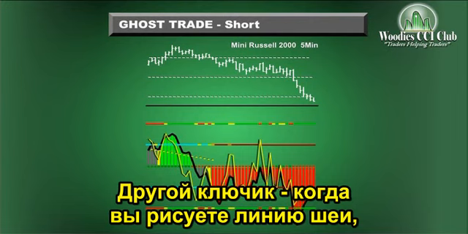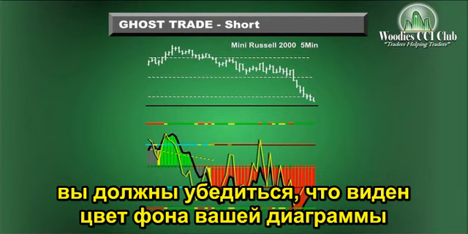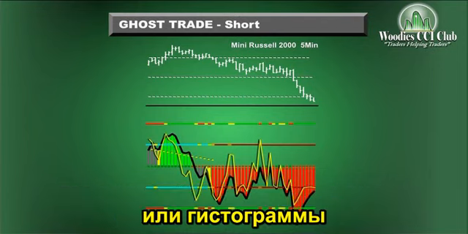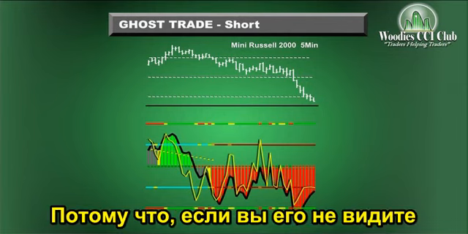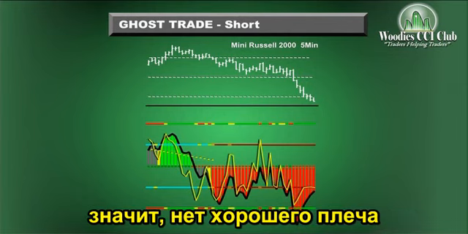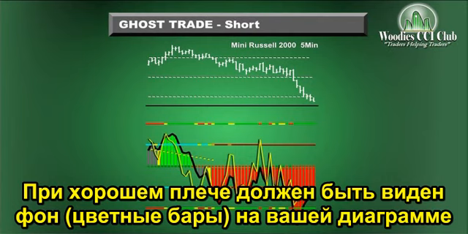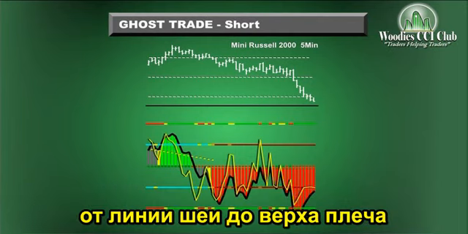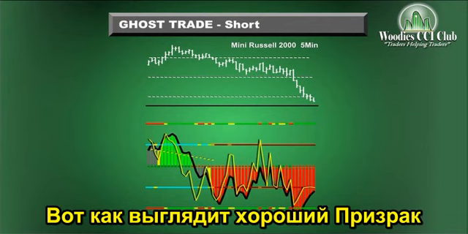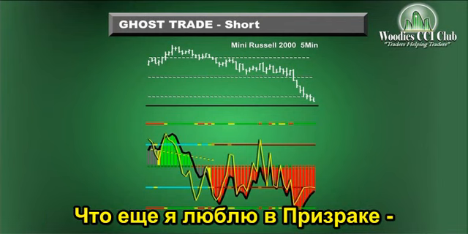The other key thing is when you draw your neckline on a ghost, you want to make sure that you can see some of the background color of your chart or some of the histogram, because if you can't see it, then that's not a good shoulder. So a good shoulder, you must be able to see either the background of your chart or part of the histogram. So that's what the ghost pattern looks good.